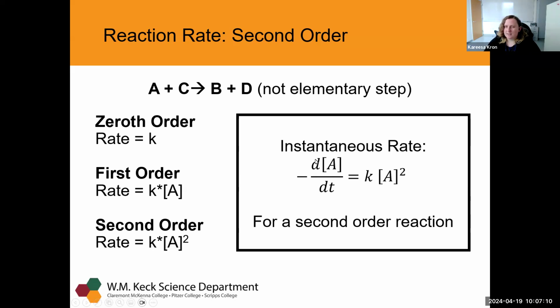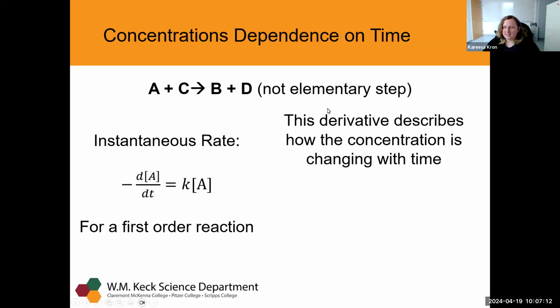And so this derivative is telling us how concentration is changing with time. So we have a d/dt of concentration. And for a first order reaction, it is a function of A. And so that makes this relationship a little more complicated than if you just had d[A]/dt equals k, which means that the rate is constant. We don't have to worry about it. It will never change with time.